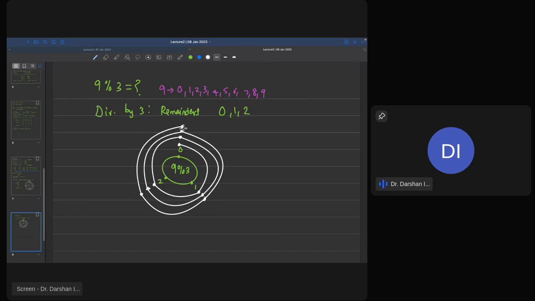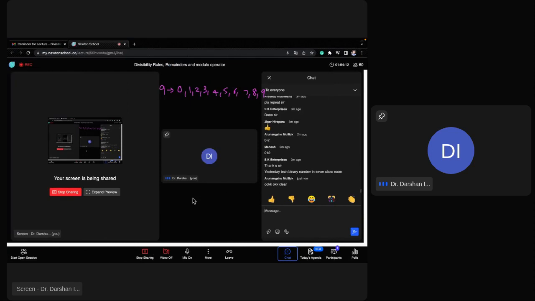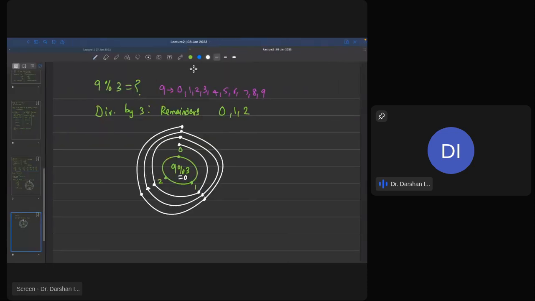Where did my outer circle end? At 0 now. So the output of this is 0. Easiest way, right? Very good. Now, understood, right? I'll explain it once again with respect to a different example.